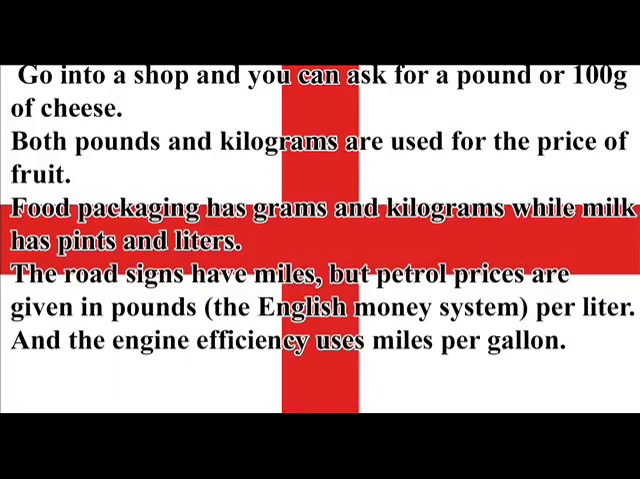Go into a shop and you can ask for a pound or 100 grams of cheese. Both pounds and kilograms are used for the price of fruit. Food packaging has grams and kilograms, while milk has pints and liters. The road signs have miles, but petrol prices are given in pounds, the English money system, per liter, and the engine efficiency uses miles per gallon.